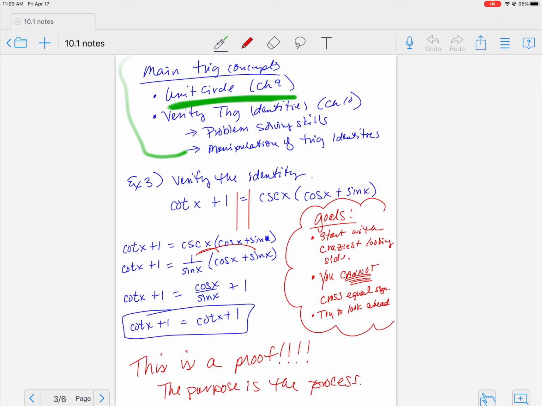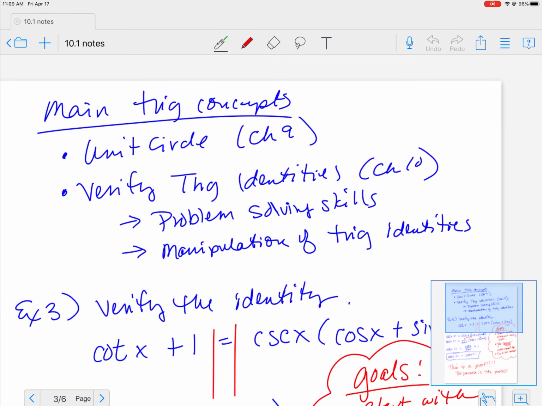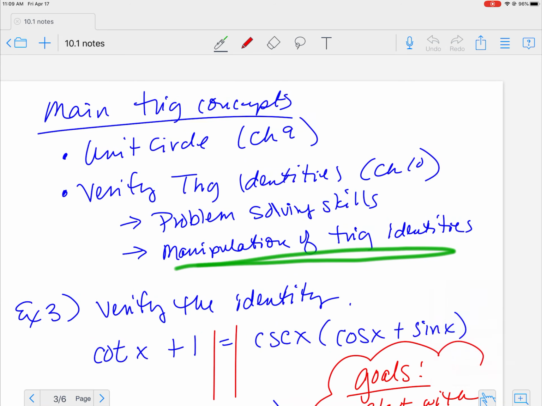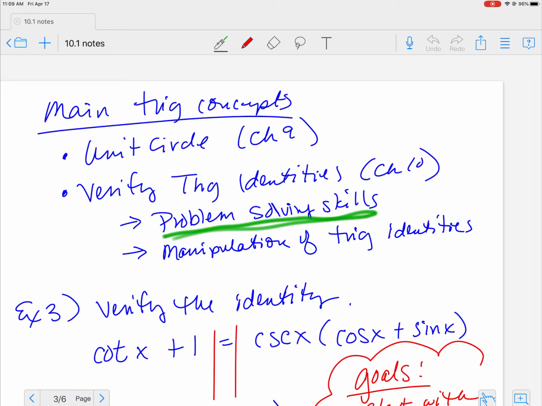So here are the main trig concepts. The main trig concepts are the unit circle, which we covered. That's a big deal. Verifying trig identities, which is what we're going to do right now. It's going to build problem solving skills and manipulation of trig identities. That is the key. Manipulation of your trig identities, you're going to use a ton in Calc 2. But just verifying this and just building up your problem solving skills.